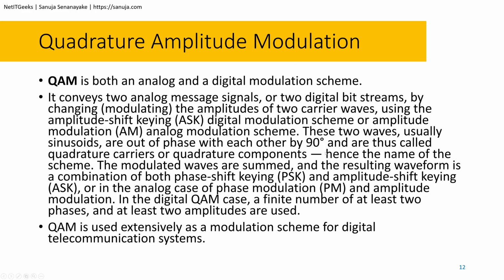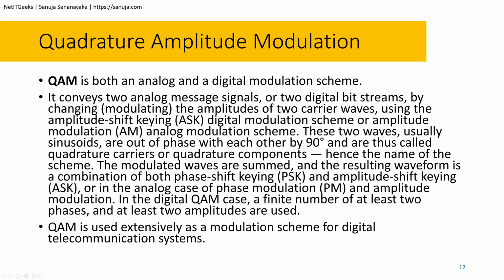So what you need to know here, there's a lot of text in here, is that QAM is typically used in things like VoIP communication sometimes, because it is using the amplitude shift keying digital modulation scheme or amplitude modulation, AM, the analog modulation scheme. So you can use either to do the modulation. These 2 waves are usually sinusoidal and are out of phase with each other by 90 degrees and are thus called the quadrature carrier or quadrature components, hence the name of the scheme. The modulated waves are summed and the resulting waveform is a combination of both phase shift keying, also known as PSK, and amplitude shift keying, also known as ASK, or in the analog case of modulation, it's just going to be AM or amplitude modulation.